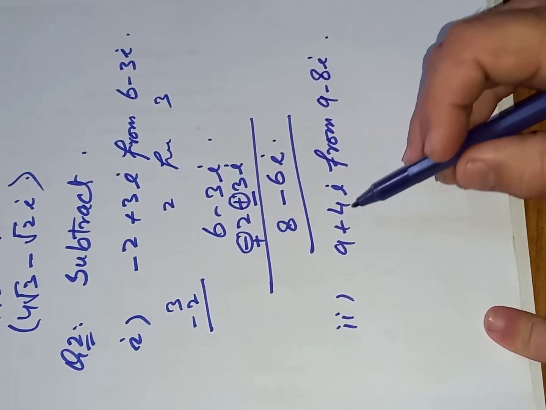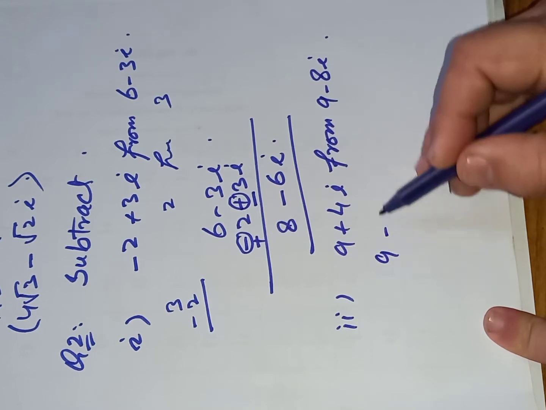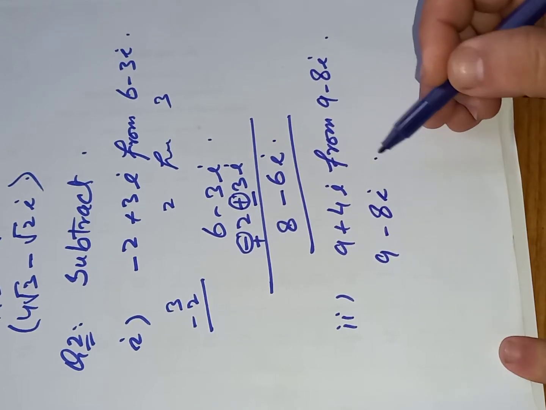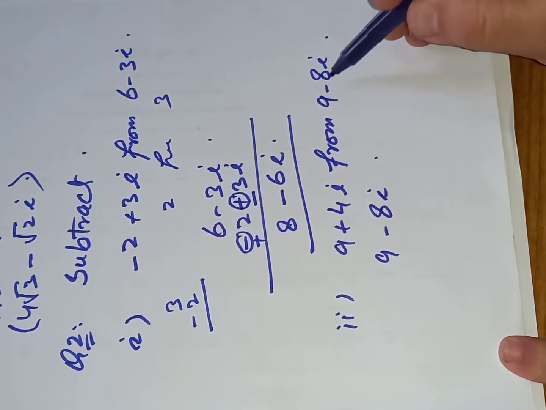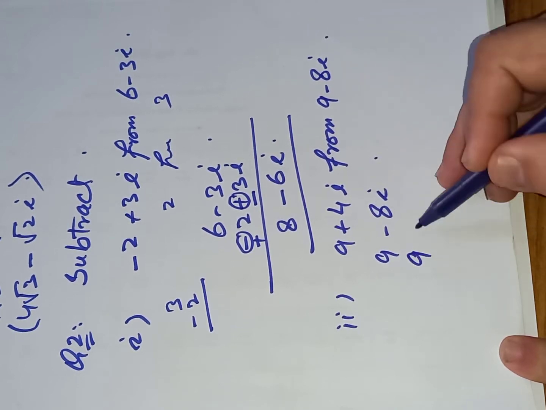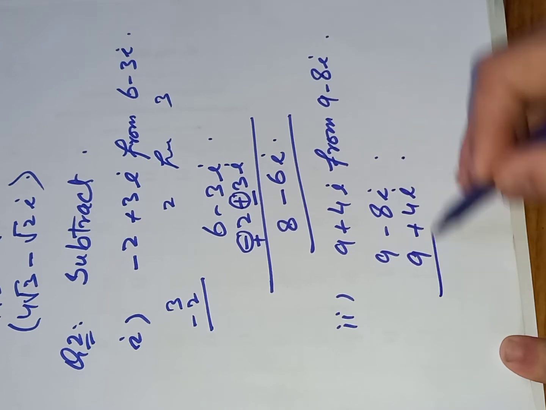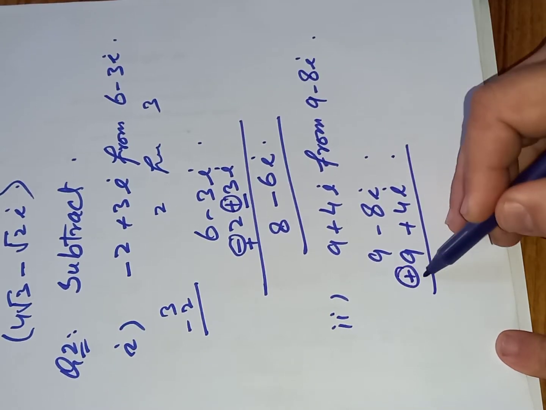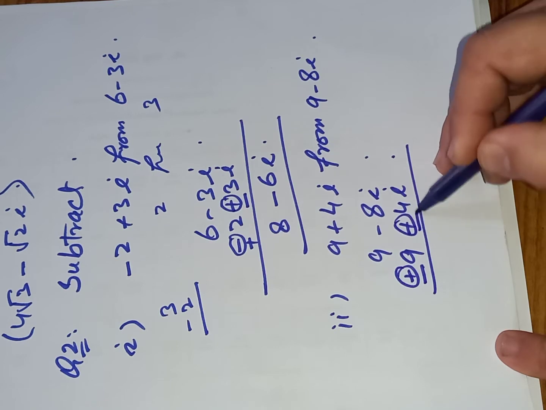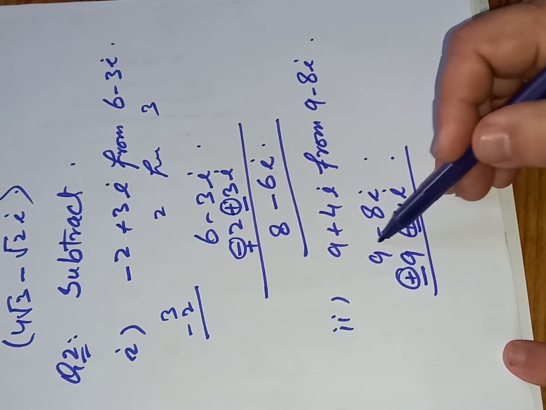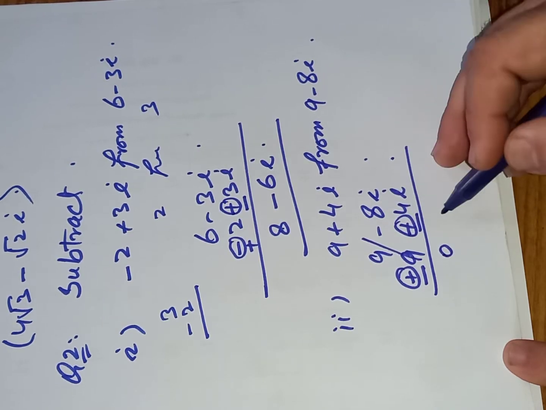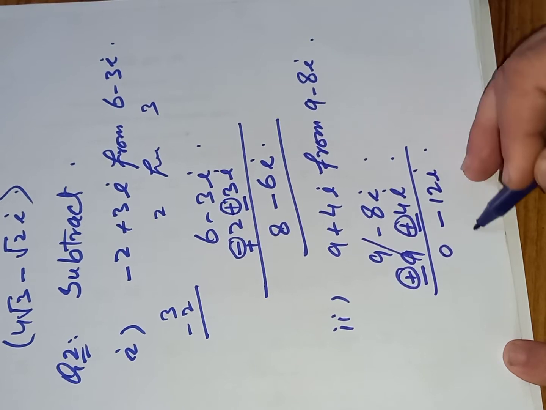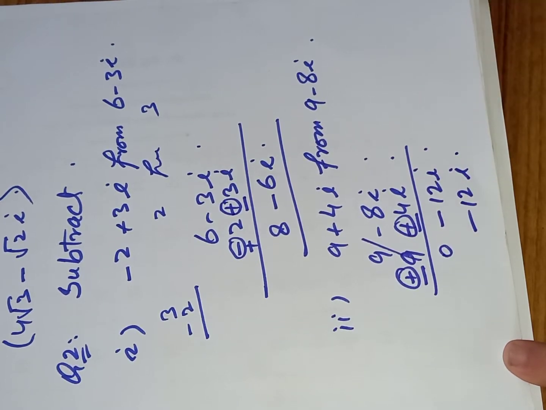From this we have to subtract this. So first write the second value, which is 9 minus 8 iota. This is the common error: the students start subtracting this value from this, but actually this value is to be subtracted from this one, 9 plus 4 iota. Because we have to subtract, the initial sign we replace with the other negative sign. So 9 minus 9 cancels off and becomes 0, and minus 8 iota and minus 4 iota become minus 12 iota. So minus 12 iota is the answer.